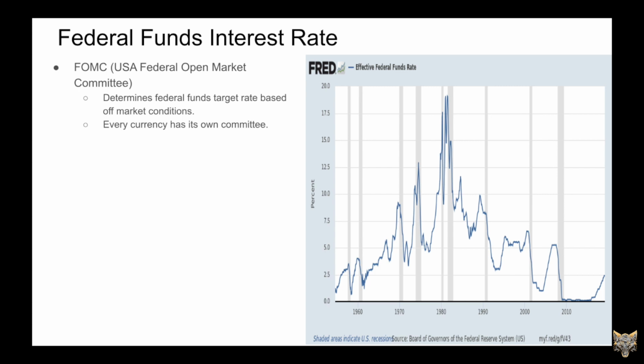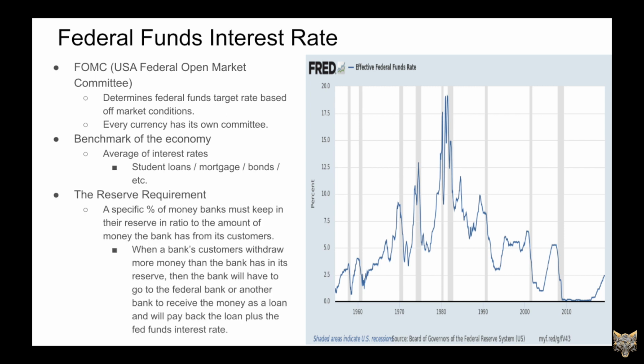Now, every currency basically has its own federal open market committee that determines what the interest rate is going to be for that currency. The Fed funds rate is the average interest rate of the economy. It's the benchmark of the economy's interest rate. The committee determines it by averaging all the other interest rates so you can get an actual estimation of the interest rate of borrowing the dollar. This is at the highest level of borrowing money.